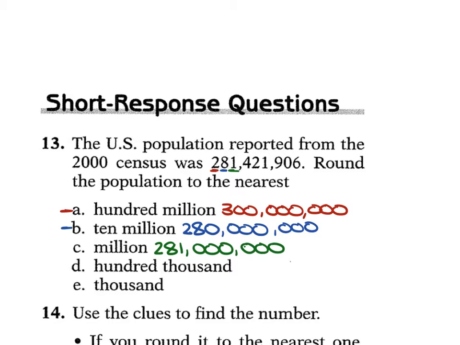Then for D, we have 100,000, so that's the 4. So to the right of the 4 is a 2. That's less than 5, so it's going to be 281,400,000.